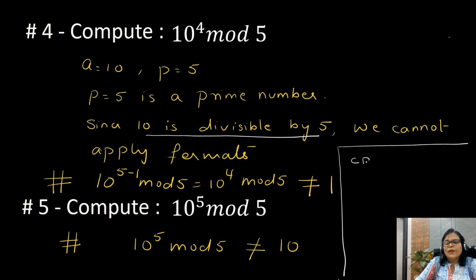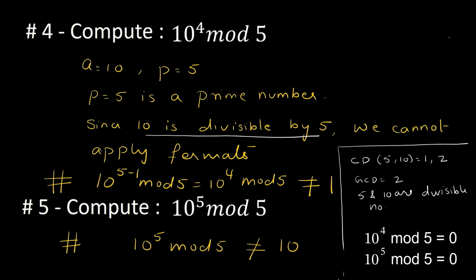If you check the common divisors of 5 and 10, 5 and 10 can be divided by 1. 5 and 10 can be divided by 2. So the common divisors are 1 and 2. So the greatest common divisor of 5 and 10 is 2. Since 5 and 10 can be divided by some number other than 1, 5 and 10 are divisible numbers. And since they are divisible numbers, 10 raised to the power of 4 mod 5 basically gives you the remainder. Whenever you do mod arithmetic, you basically get the remainder. And since 10 and 5 are divisible, 10 raised to 4 mod 5, the remainder will come out to be 0. So the answer will come out to be 0.